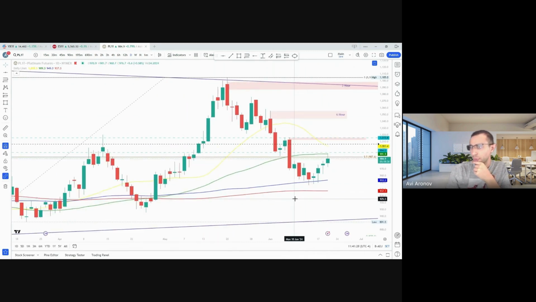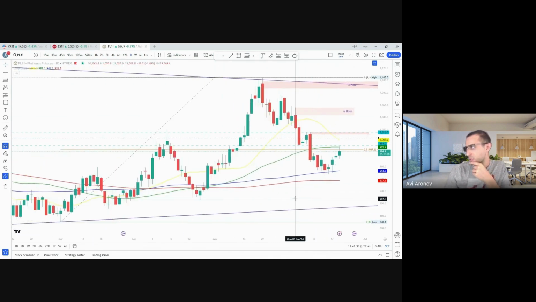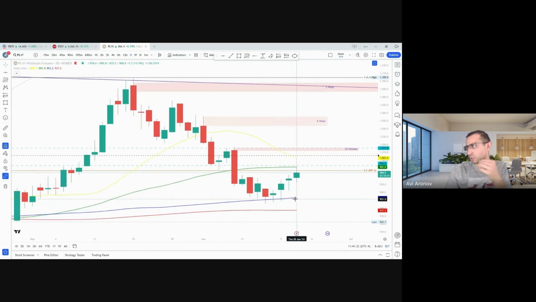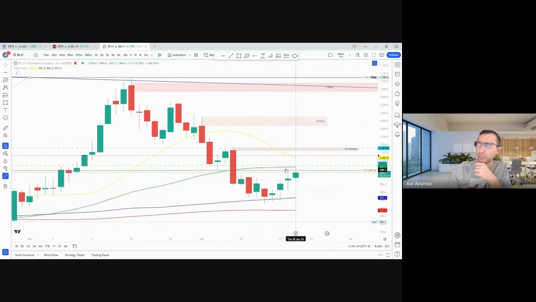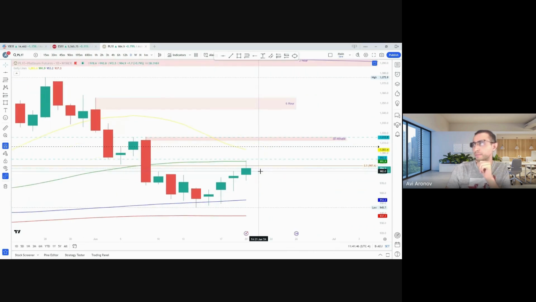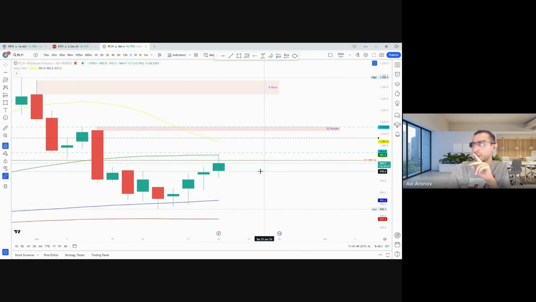So we have that, and then we have the 200 moving averages. So we need to see what will happen from that exit. If it will be in the zone of the 20 moving average, and somehow will respect that, it's an additional strong confirmation as well.